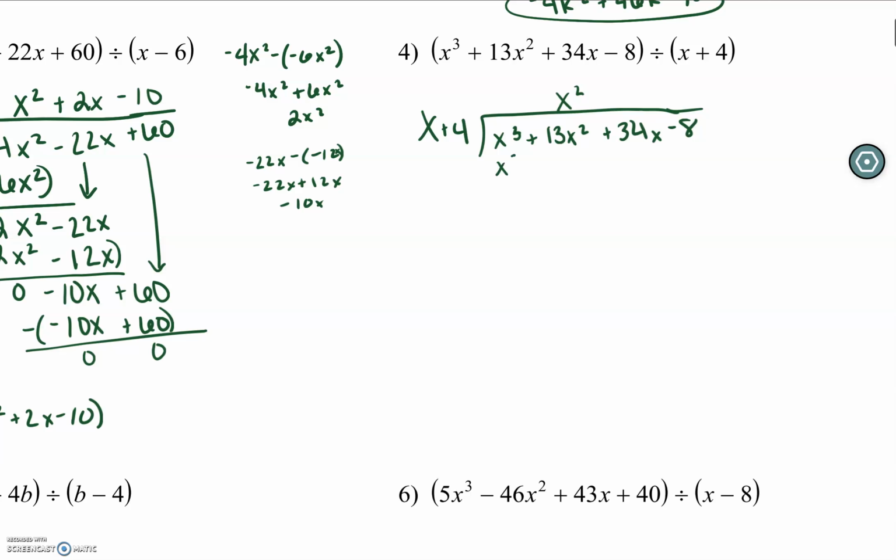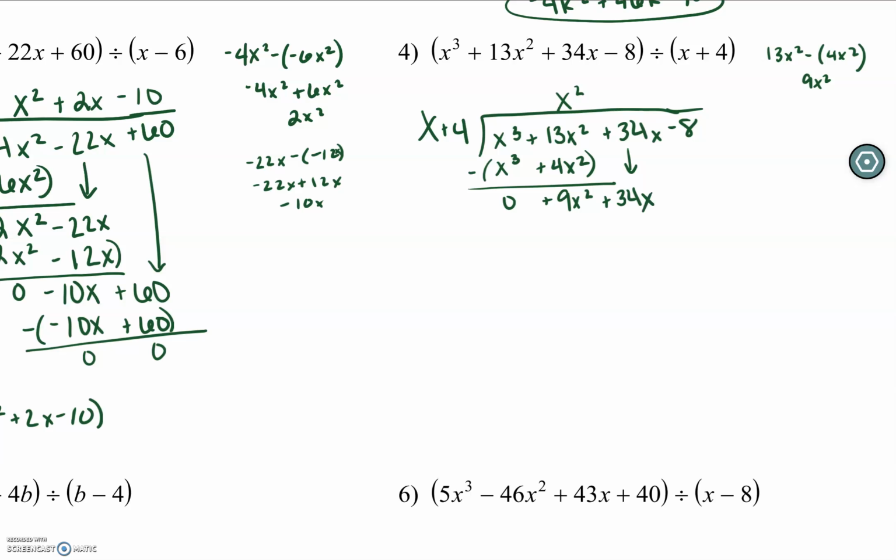X squared times x is x cubed, and x squared times 4 would be 4x squared. And just as in regular division, we are going to subtract this. X cubed minus x cubed would be 0. 13x squared minus 4x squared would be a positive 9x squared. Again, if you need to see it expanded out, and x plus 4 is a binomial, meaning we cannot divide it into a monomial, so we have to bring down 34x.